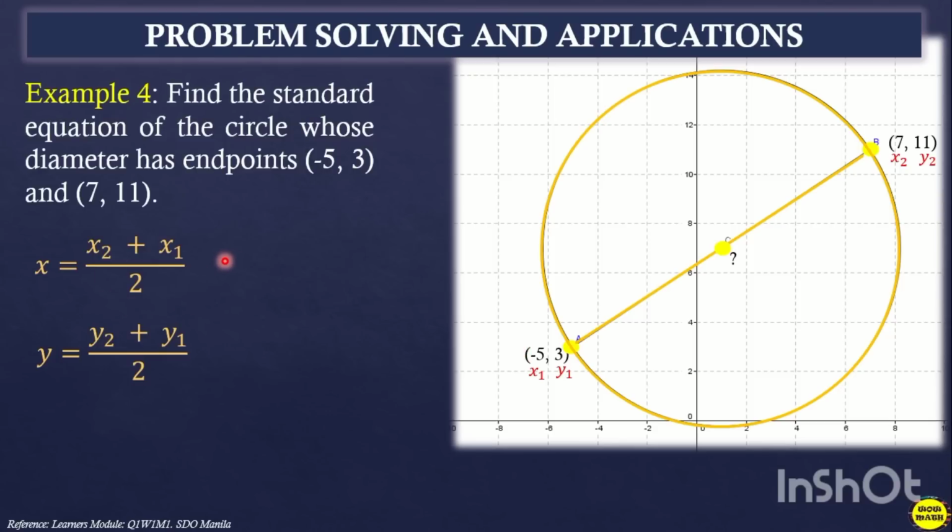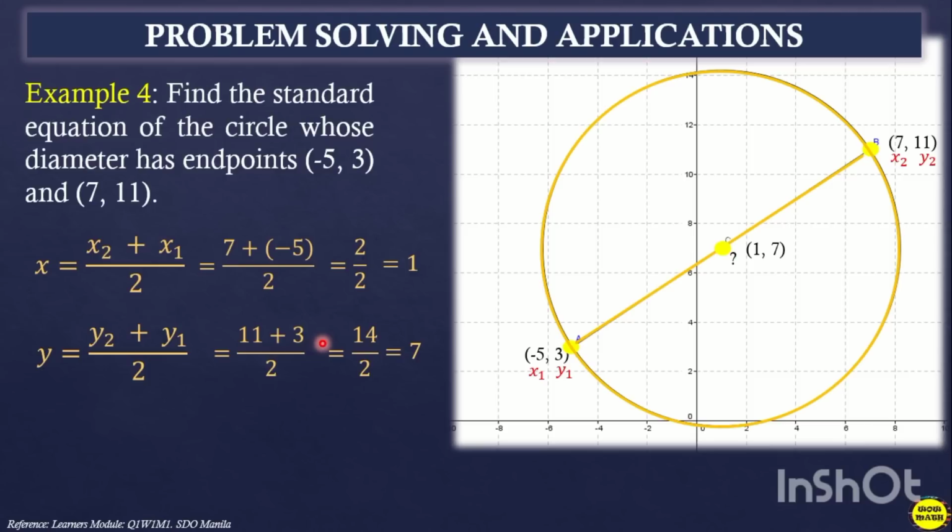So, that is yung x sub 2, that is 7 plus negative 5 over 2. So, 7 plus negative 5, that is positive 2. Divide 2, the answer is 1. Sa dito naman, yung y sub 2 natin is 11 plus 3 over 2. So, 11 plus 3, that is 14. Divide 2, the answer is 7. So, therefore, the midpoint of the diameter of the circle is 1, 7. So, ito yung midpoint natin, 1, 7.